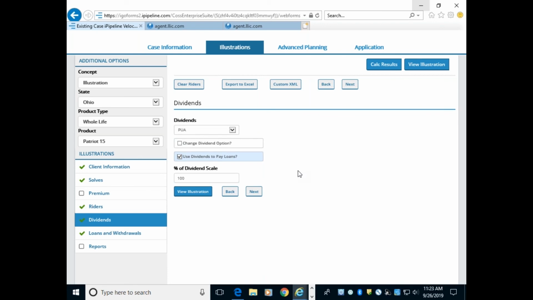Sometimes the client, even if you illustrate the client taking loans, may not be ready to take loans when you illustrate it. That happens all the time. So if your client decides later to take a loan and then would like the dividends to go towards paying back the loan, then that's a form that can be completed with our customer service team, and they can use future dividends to pay off the loan. Okay.